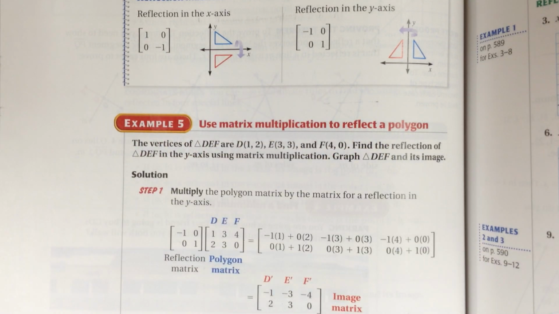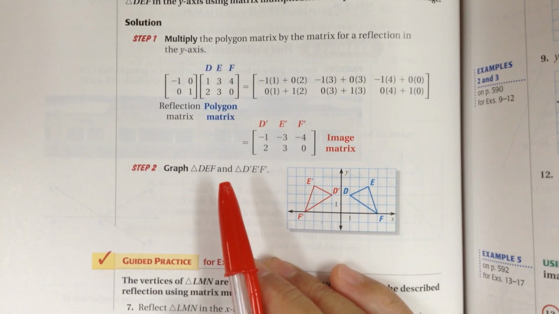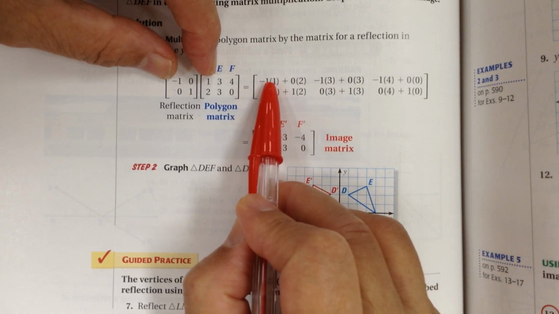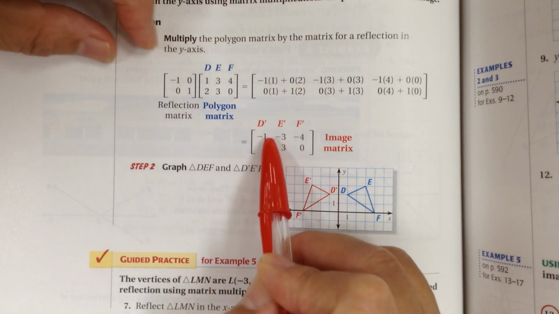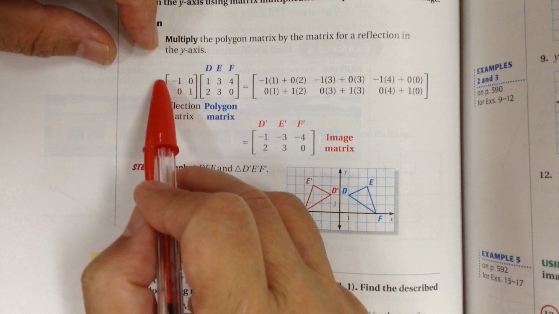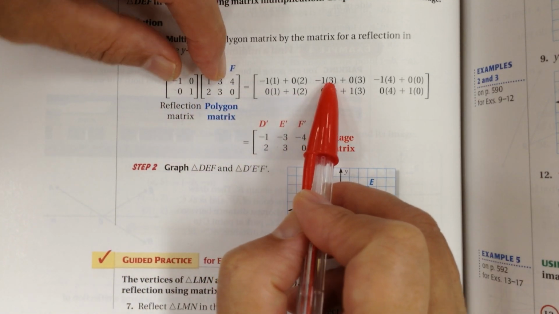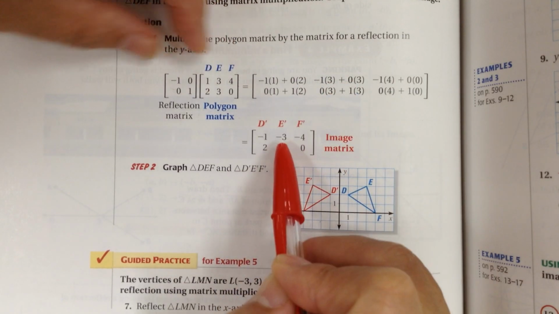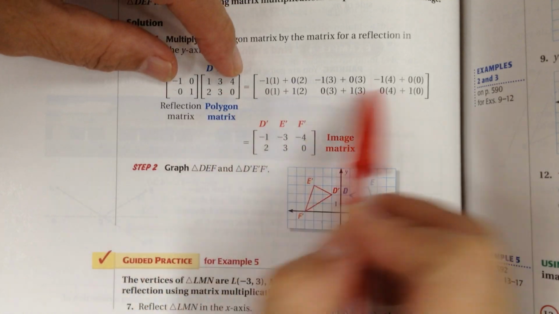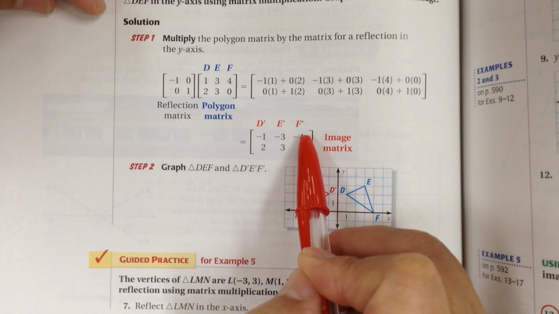Now you're going to multiply, like what we did before. You get negative 1 plus 0, which gives you negative 1. That's your first row, first column. Then first row, second column: negative 3 plus 0 gives you negative 3. Then first row, third column: negative 4 plus 0 gives you negative 4.